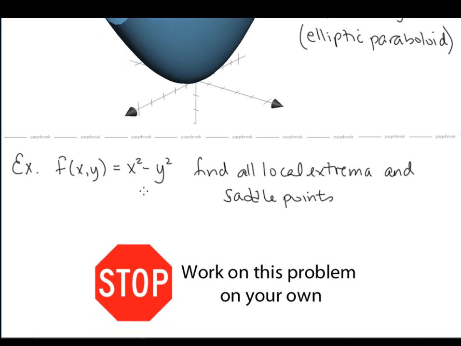f(x,y) equals x squared minus y squared. I want you to do the same thing, find all local extrema and saddle points. So please pause the video and work on that problem.